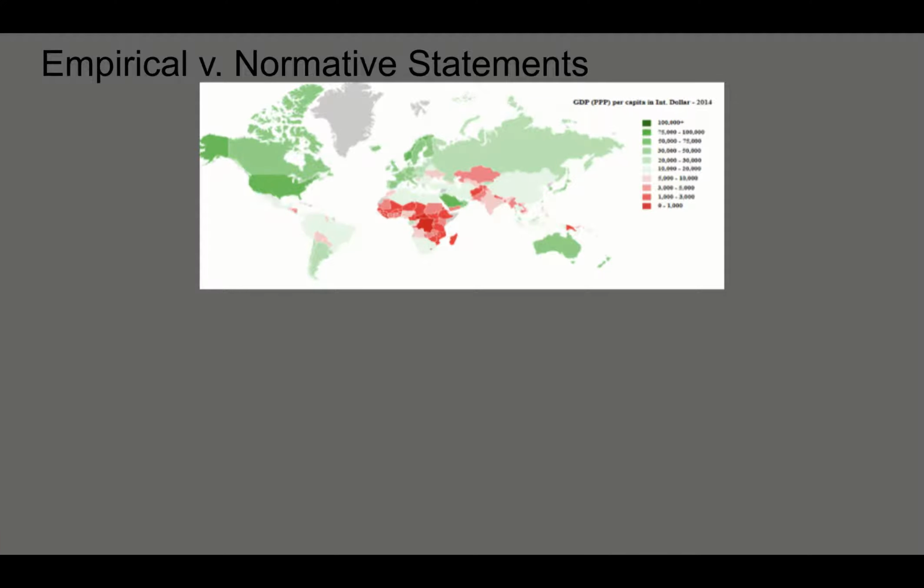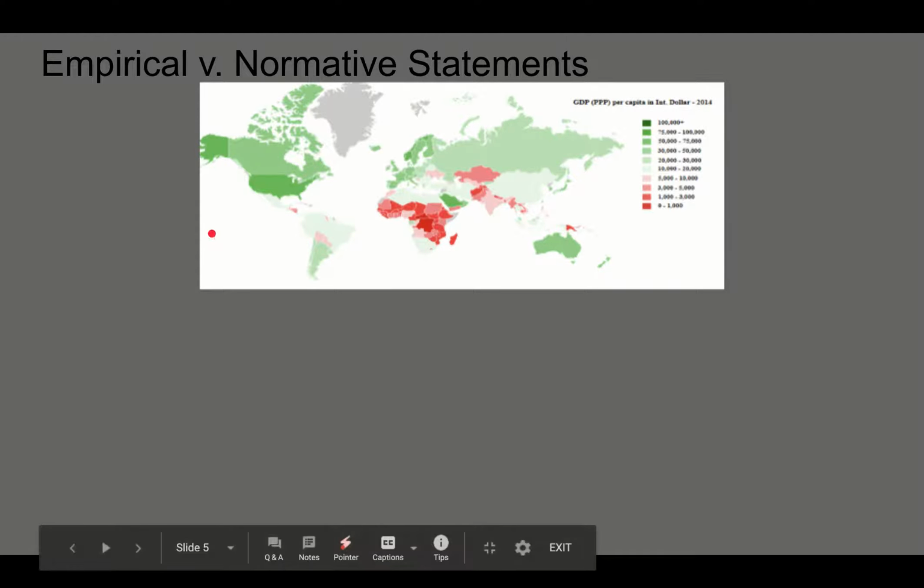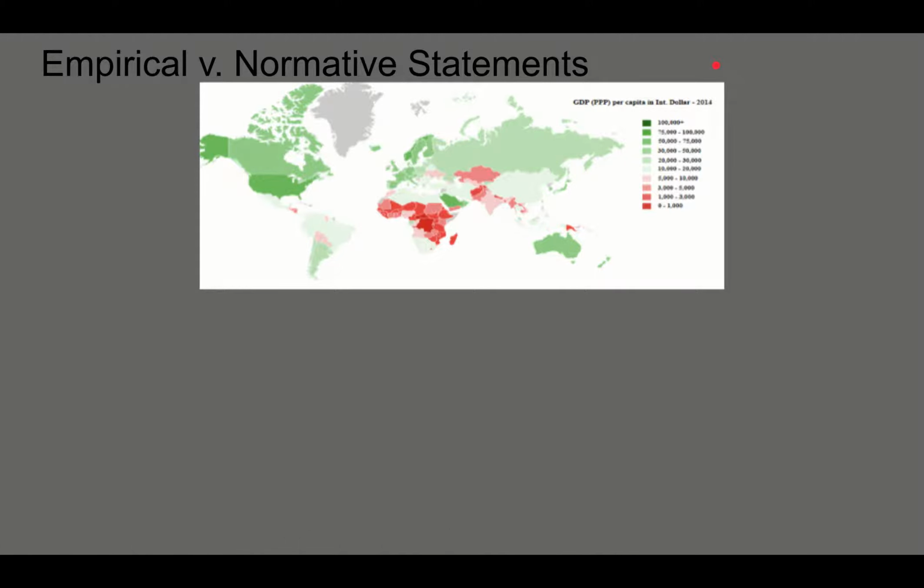We need to understand the difference between an empirical statement and a normative statement. This is a map of GDP per purchasing power parity per capita from 2014. It's an older map, but we're going to make some empirical and normative statements based on it. The greener the country, the higher the GDP per capita. The redder the country, the lower the GDP per capita.